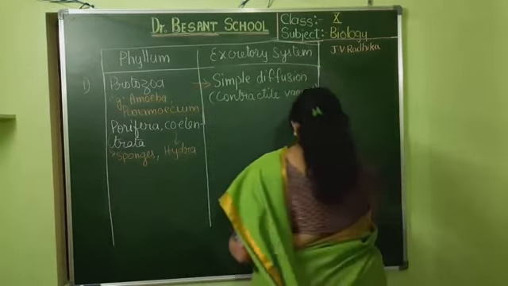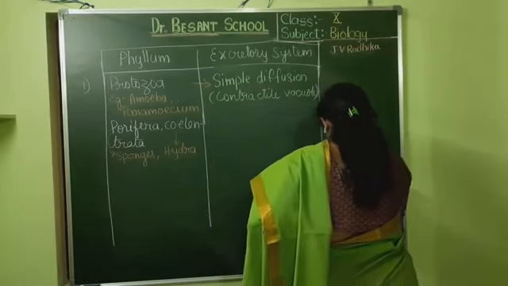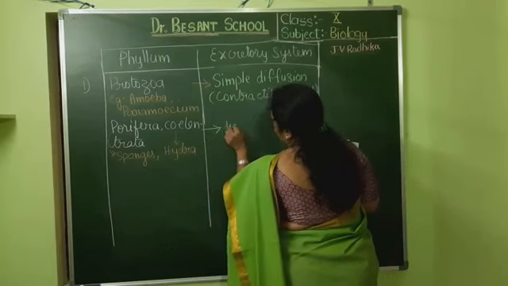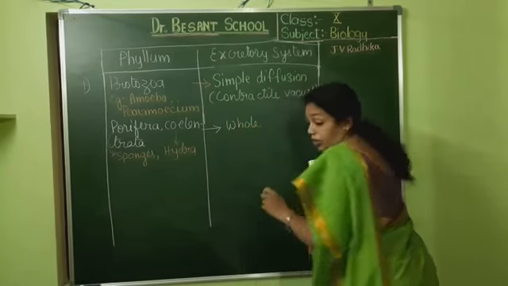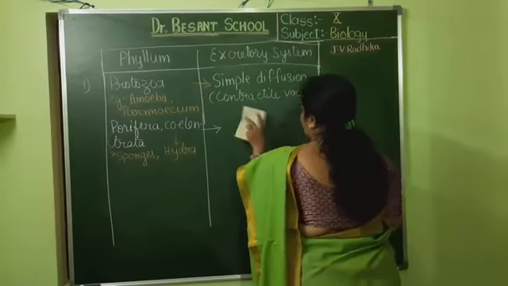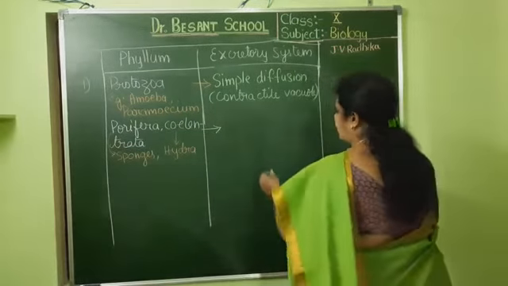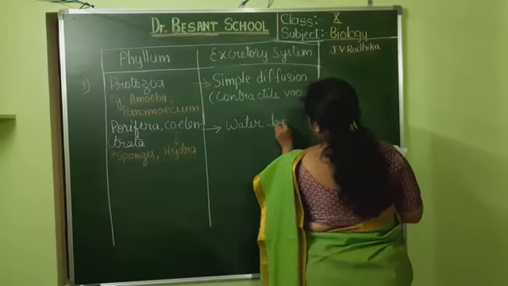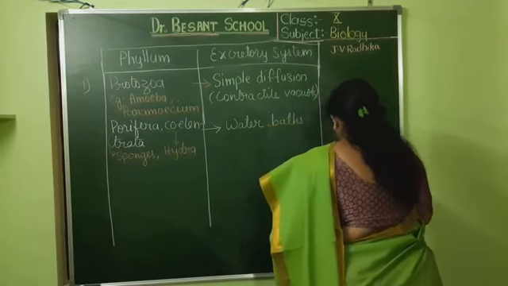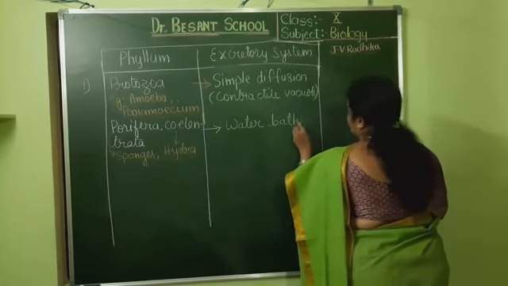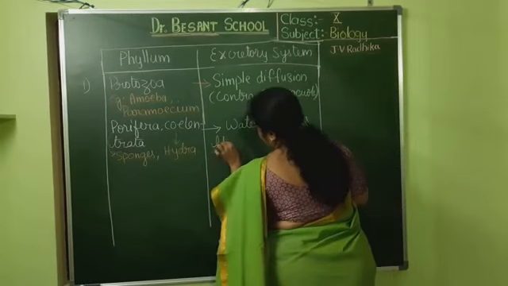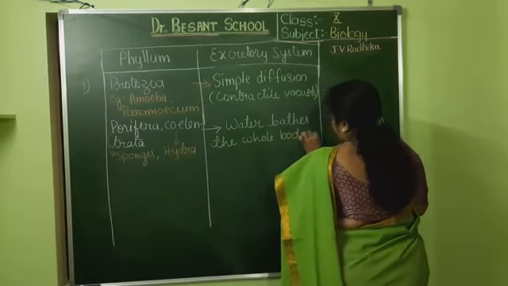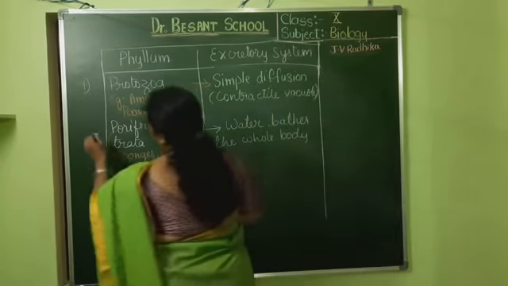Now here, what happens? They excrete through the gastrovascular cavity. Water bathes the whole body. That means the cells are exposed to the water. They are all aquatic in nature, isn't it? That's why the water bathes the whole body.